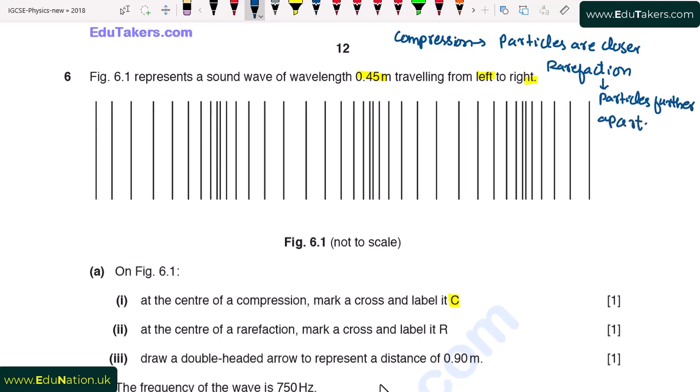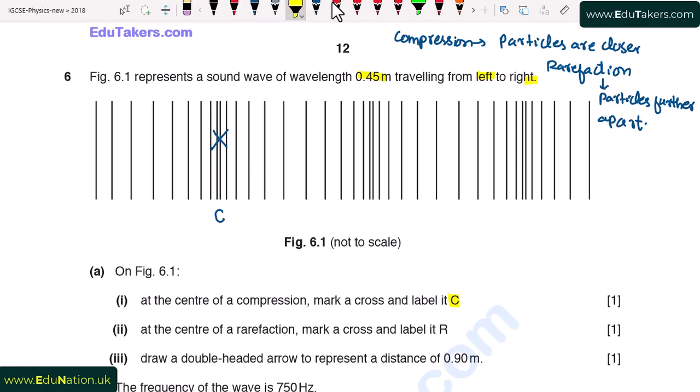So in figure 6.1 we can see that this is a region where particles are closer. So this region is basically compression. I label it with C. I have to place a cross at its center, and this is basically compression and it is represented by C.